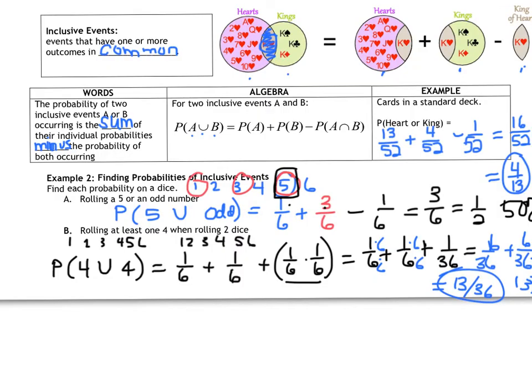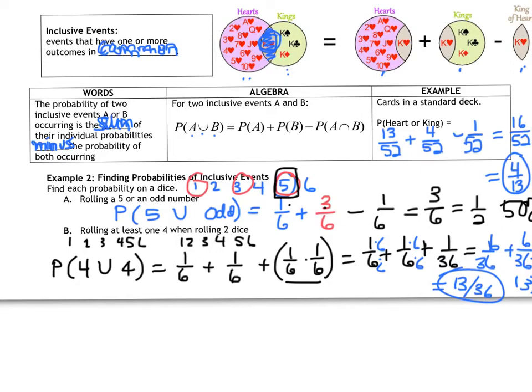Next, we need the probability of when outcomes might have something in common. Those are called inclusive events. So we have hearts in a deck of cards, we have kings, and then we have the king of hearts. So the formula says we start off by adding the two individual probabilities together first, but then we have to minus the overlap, so we don't count it twice.